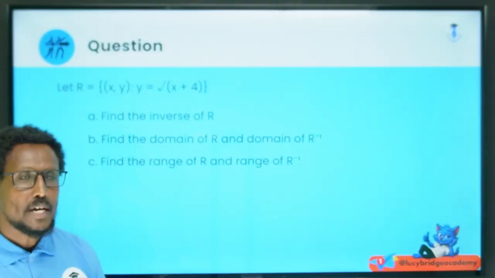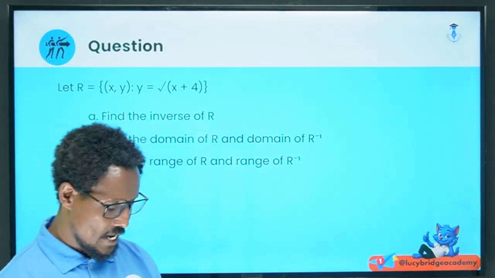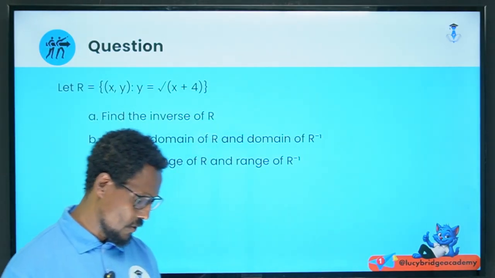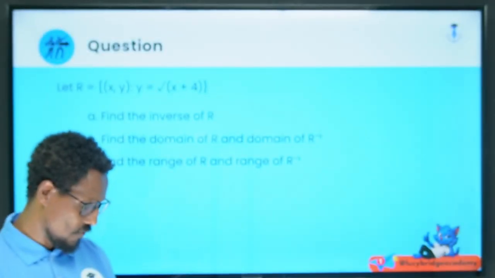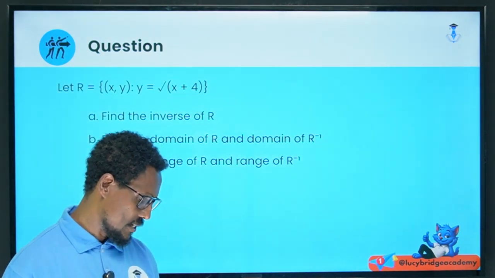Let r be the set of (x, y) such that y is equal to the square root of x plus 4. Find the inverse of r, find the domain of r and domain of r inverse, find the range of r and range of r inverse, okay? First, let us find r inverse.